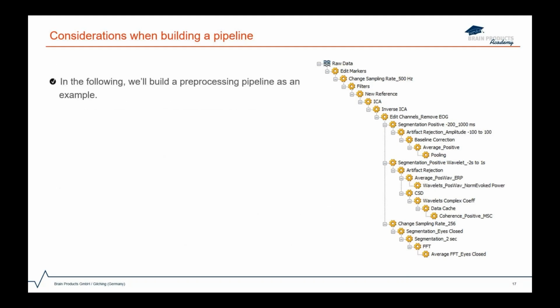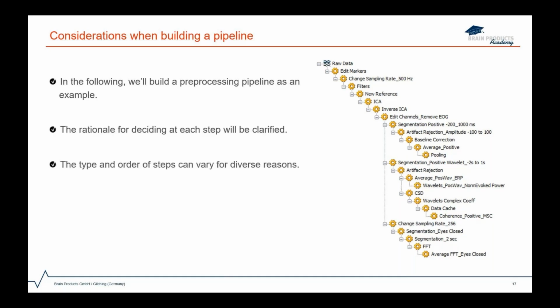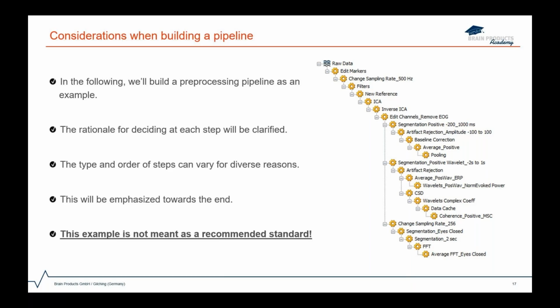So in the following, we will build a pre-processing pipeline as an example, where the rationale for deciding at each step will be clarified. The type and the order of the steps can vary for diverse reasons, but this will be emphasized towards the end. Important to mention is that the example that we're showing here is not meant as a recommended standard to use. What we rather would like to highlight is the rationale for deciding which step at which moment to use.